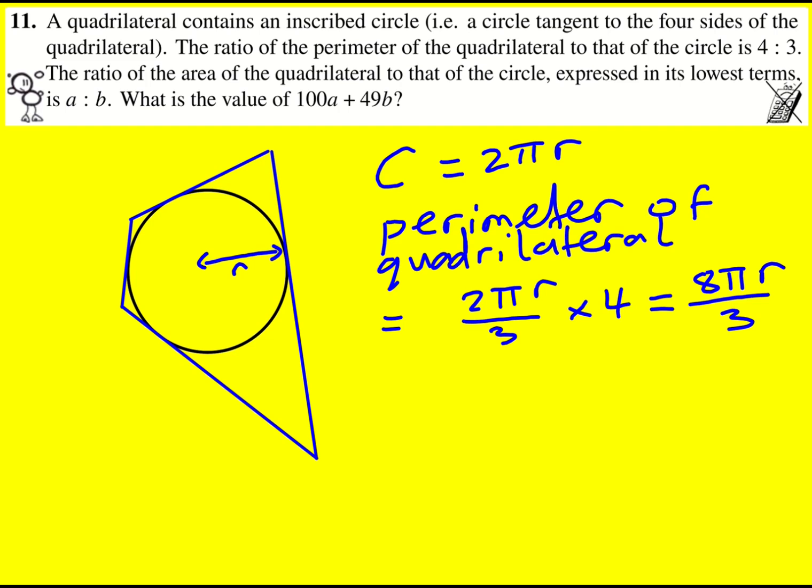Now we're asked to find the ratio of the area of the quadrilateral to that of the circle. So for the circle, the area is just going to be pi r squared. So how can we get the area of this quadrilateral?